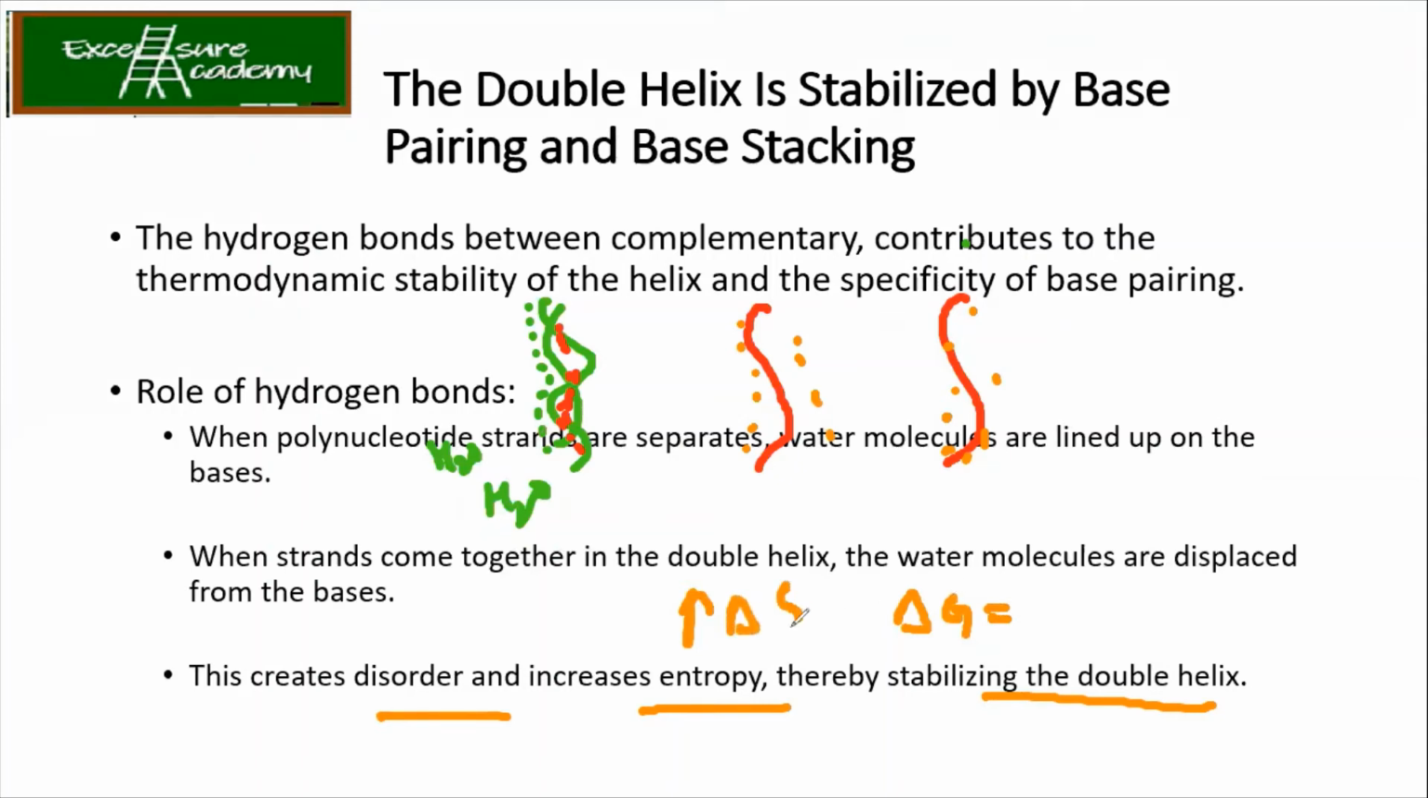If there is an increase in entropy, what about the delta G, the Gibbs free energy? Negative. Very good. And negative means spontaneous, right? Yes. So it will stabilize the double helix.